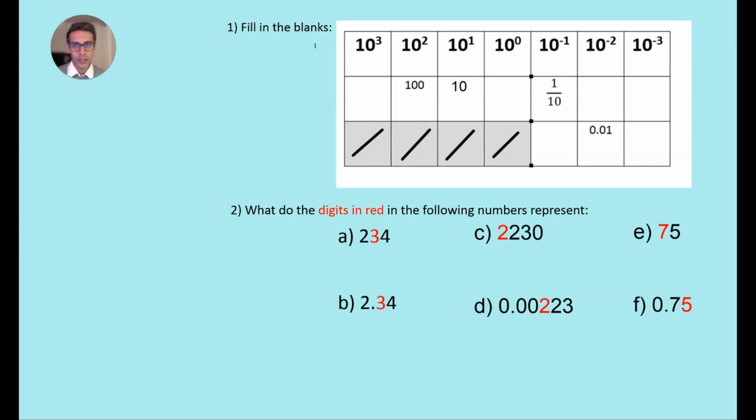So for the first one, we know that this is going to be 1,000 here. And then 10 to the power 0 is 1, 1 over 100, and 1 over 1,000. So as we go down here, this is going to be 0.1, 0.01, and 0.001.